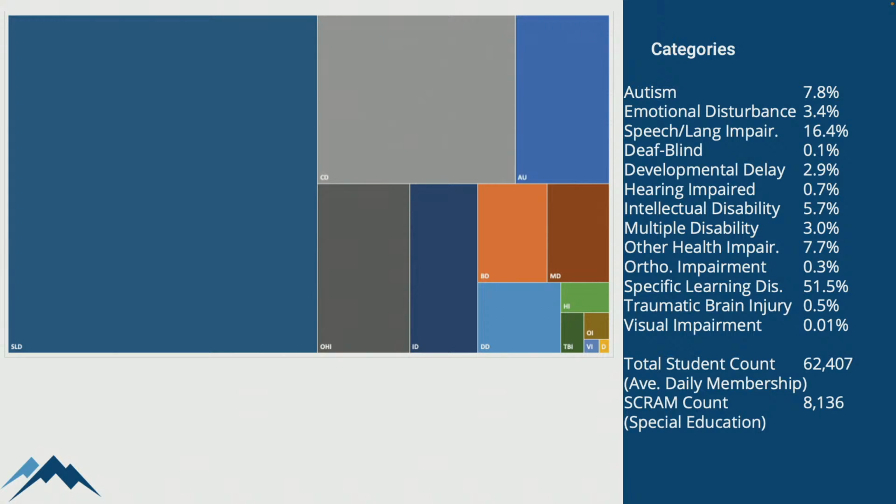Our smallest group would be our deaf-blind kids who are both visually impaired and hearing impaired. Is that because they generally go to the Utah schools for the deaf and blind? Yeah, it is.